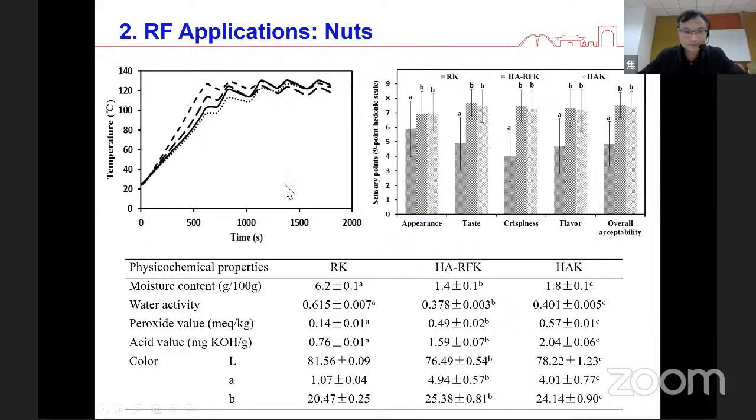Another study is for another kind of nut, I think it's for the almonds. And we also did the sensory evaluation. So you can see that overall acceptability for this method is very high.